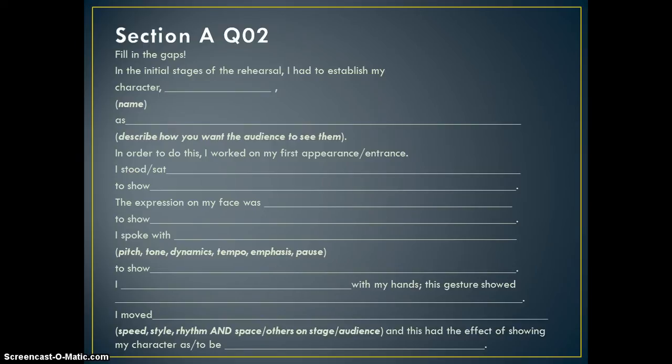In order to do this, I worked on my first appearance or entrance. I stood and sat to show this. The expression on my face was to show what. I spoke with to show. I what with my hands. This gesture showed what. I moved. And this had the effect of showing what. So all the time you're saying this is what I did, and I did it to show this.